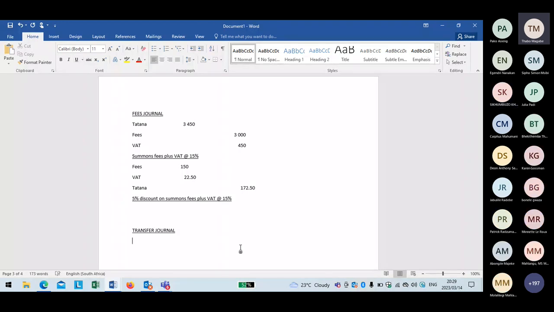When you are transferring funds from the trust account to the business account and vice versa, you make use of this important book called the Transfer Journal. Then ask yourself this: from whose account in trust to whose account in business are you transferring funds? From the client Tatana's account to my business account. So you are taking from Tatana's account in trust to Tatana's account in business.